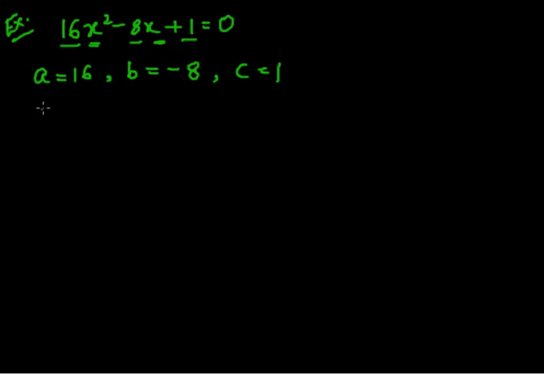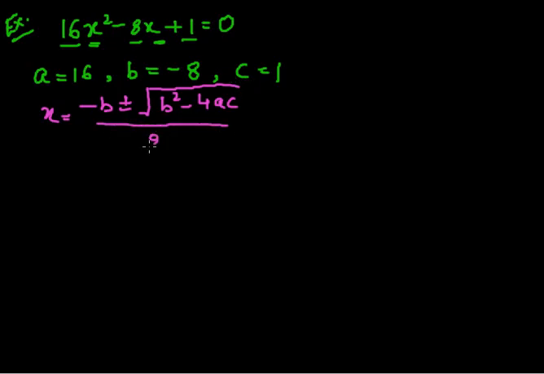If we again write that formula, the formula will say x is equal to minus b plus minus square root of b square minus 4ac upon 2a. Now we have to just substitute the values of a, b and c in this formula.